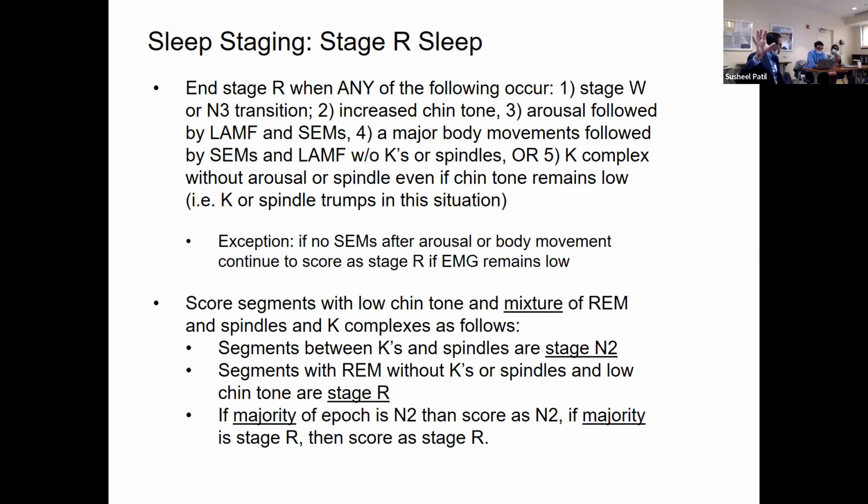So I think this speaks to that uncomfortable feeling in the first REM cycle where you have elements of both stage 2 and REM. Segments between Ks and spindles are stage N2 for that part of the epoch. Segments with REM without Ks or spindles and low chin tone are stage R. If the majority of the epoch is N2, then score N2; if the majority is stage R, then score stage R.